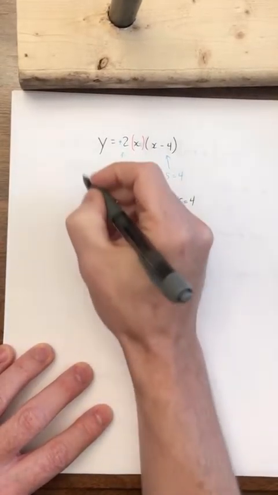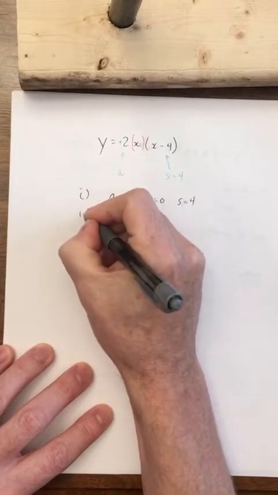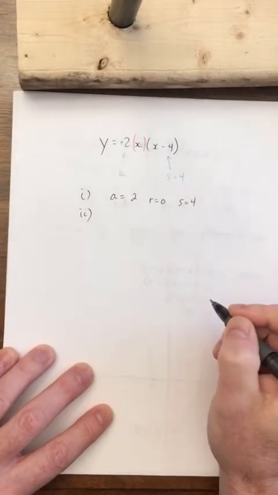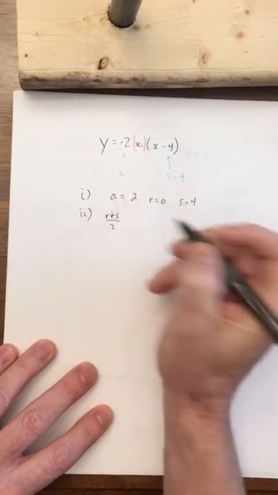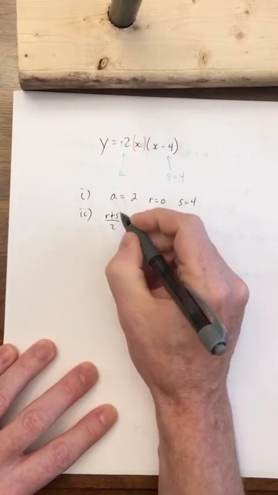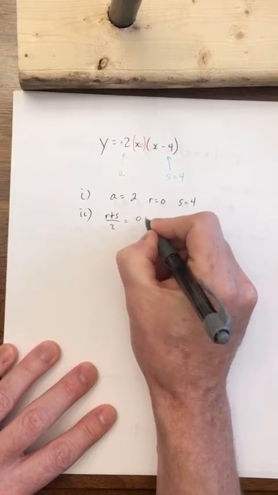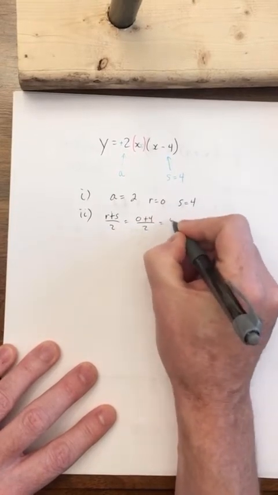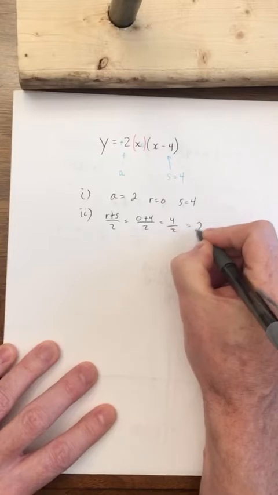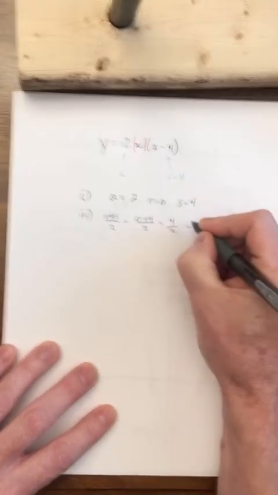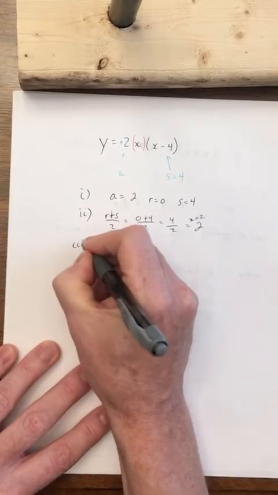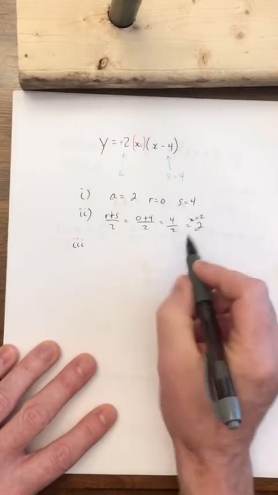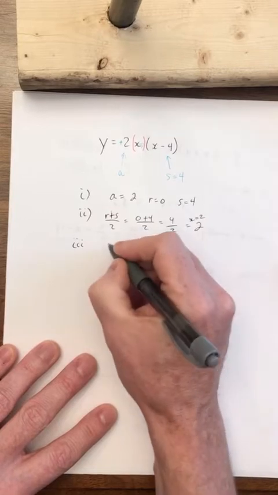The second thing I want to do is find our axis of symmetry. So I'm going to add our r and our s together and divide by 2 to find the average. So we have 0 plus 4 divided by 2, which is 4 divided by 2, which is 2. So that's our x equals 2. And the third thing we're going to do is find our vertex. So I'm going to sub that back into our equation.